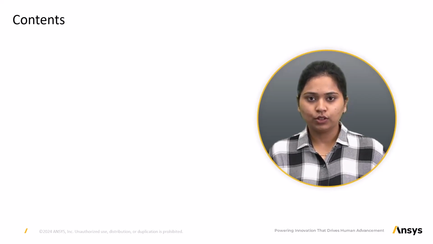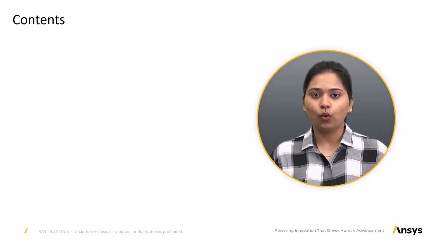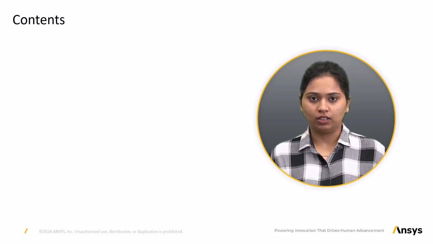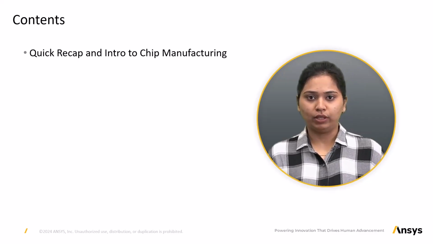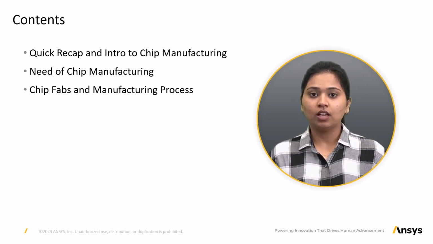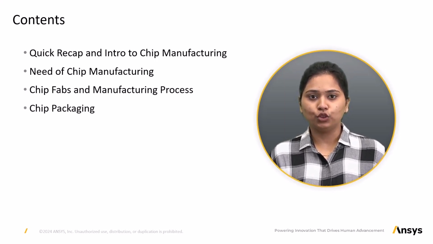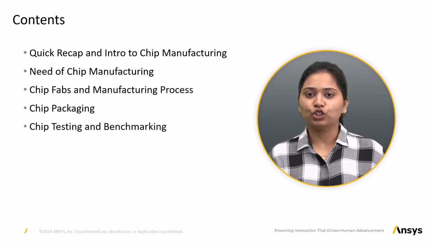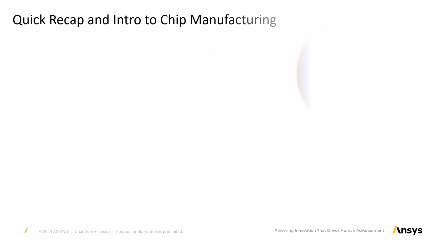Hello everyone. Today we will be exploring Lesson 6 of the AIC course on on-chip power integrity. In this lesson, we will discuss the requirements for manufacturing a chip, the manufacturing process, the various stages involved, chip packaging and its evolution, and how the manufactured chips are tested for performance and reliability.